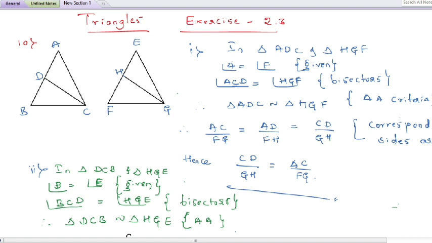Hi dear students, last class we discussed exercise 2.3. We solved 9 problems. Now problem number 10.